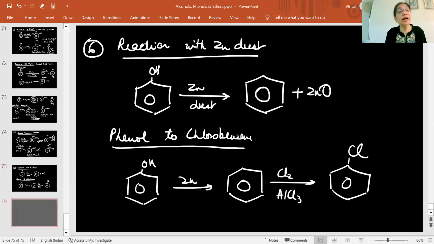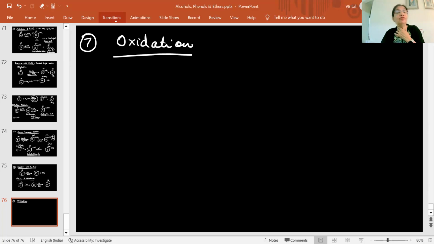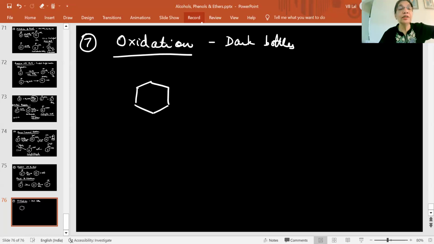Then just like we learned for acids, we should also learn the last reaction of phenol, that is oxidation of phenols. Phenol can be oxidized easily. You know, in the lab, you often find phenol which is light pink in color. Even when exposed to air, it gets oxidized. So you always store it in dark bottles. There is sometimes a question, why do you store phenol in dark bottles? Because phenol has a tendency to get oxidized easily.